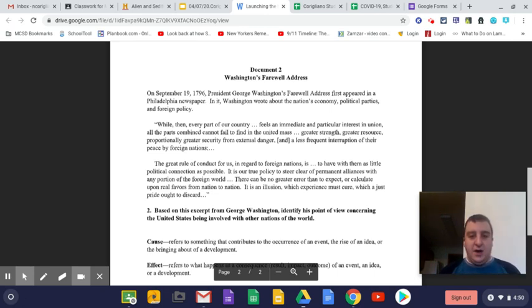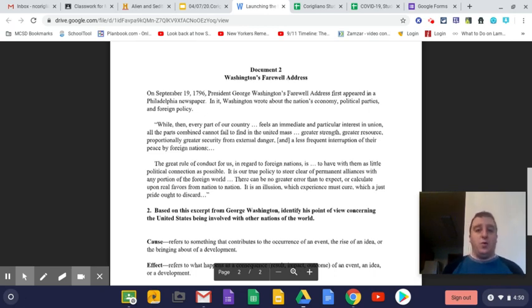He's talking about kind of coming together as the states, feels an immediate and particular interest in the Union. All the parts combined cannot fail to find in the united mass greater strength, greater resource, proportionally greater security from external danger, a less frequent interruption of their peace by foreign nations. So if these states come together, they will find greater strength among themselves. They'll have the resources that they need, and they will have security from external danger and a less frequent interruption of their peace by foreign nations.